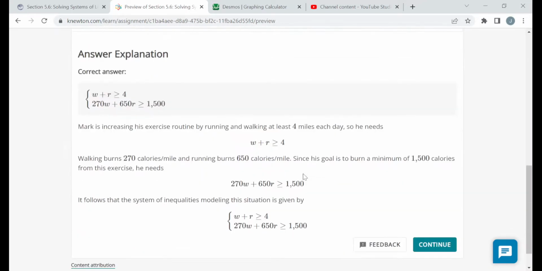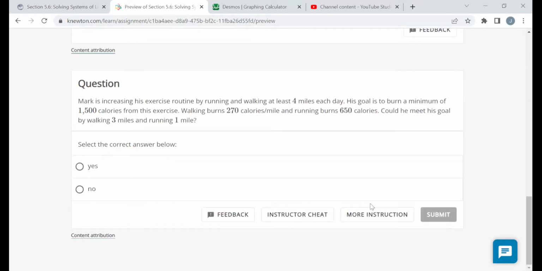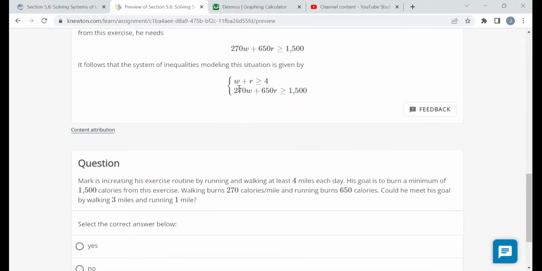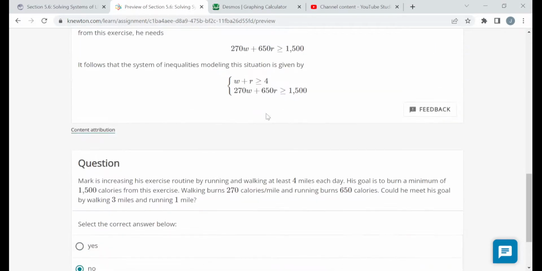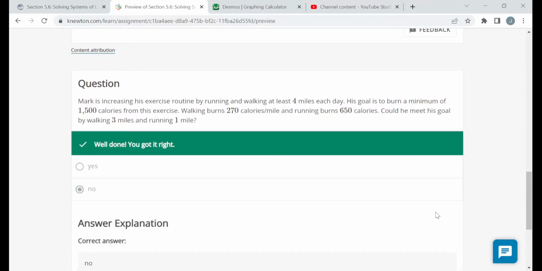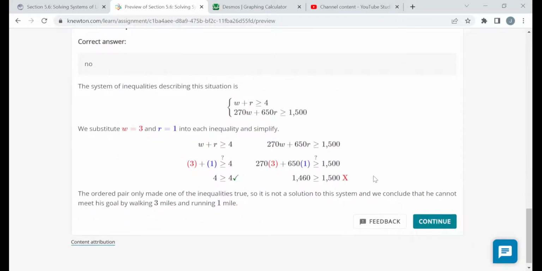And then they ask a question: would the following be possible? Could he walk 3 miles and run 1 mile? So could I replace W with 3 and R with 1? Yeah, 3 plus 1 is greater than or equal to 4. That works. And then 3 times 270 is 810 plus 650. 810 plus 650 would be 1460. That's not bigger than 1500, so no, this wouldn't match what he wants to do. This would not satisfy the inequalities. Alright, it satisfies the first one, but not the second one.